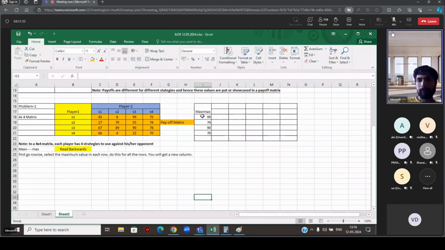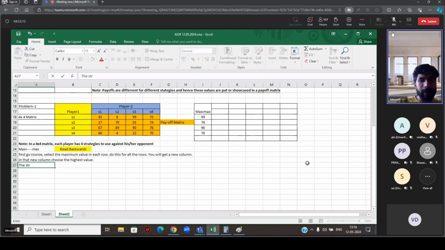Now you see, you have taken the maximum values, the maximum in each row. So go row wise, select the maximum and do this. You will get a new column. Now what you need to do in that new column is choose the highest value.